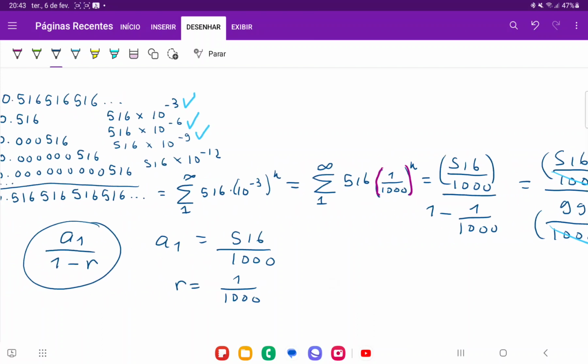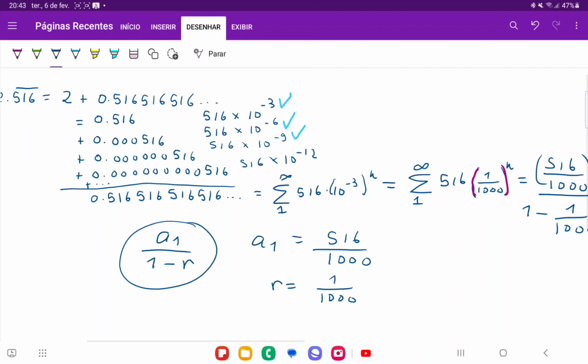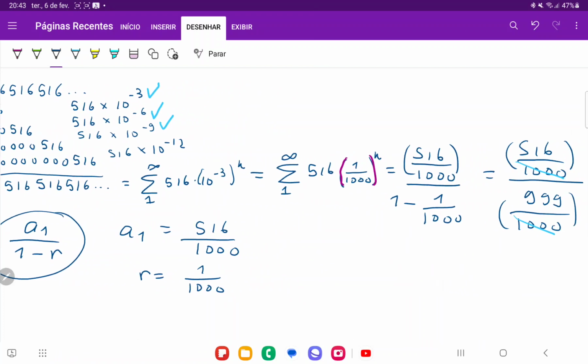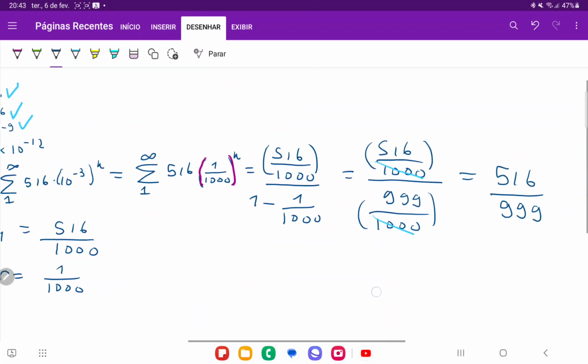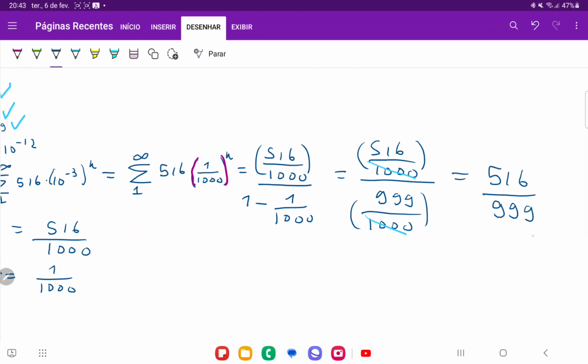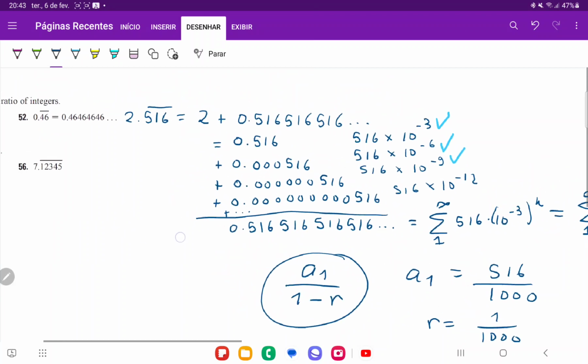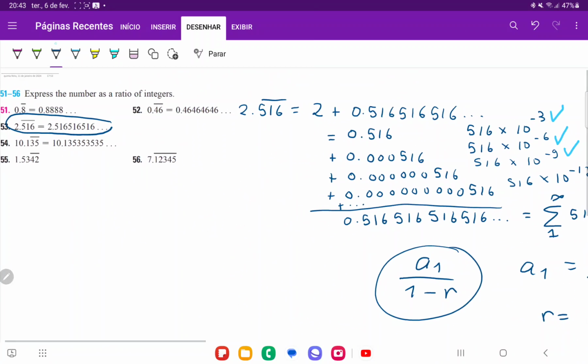However, we are not quite done yet, because this whole thing that we did was just the decimal exponential part, right? What we did here was take the 0.516516 and so on, and rewrite this as a sum of 516 times 10 to the minus 3 to the power of n. And once we applied that in our formula, a1 over 1 minus r, we found that the decimal part is 516 over 999.